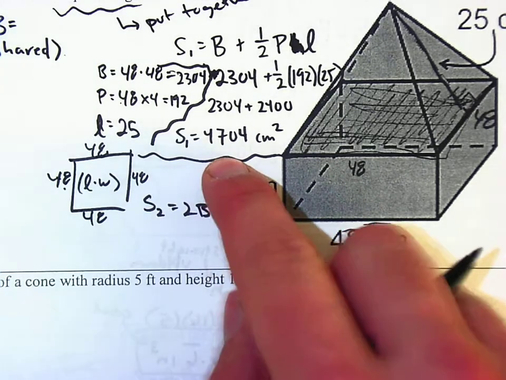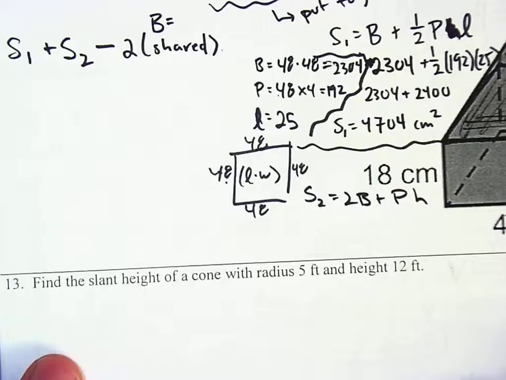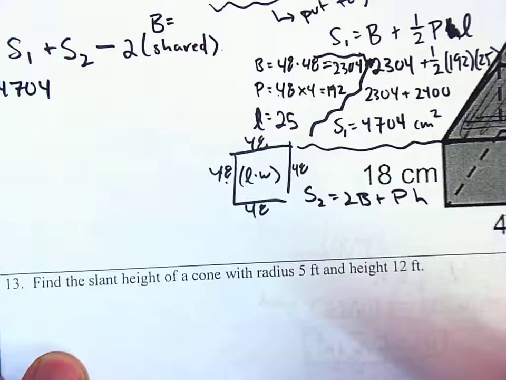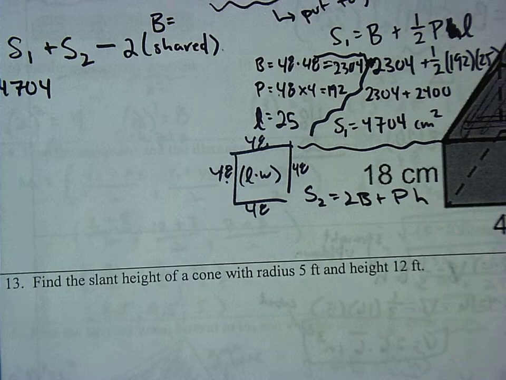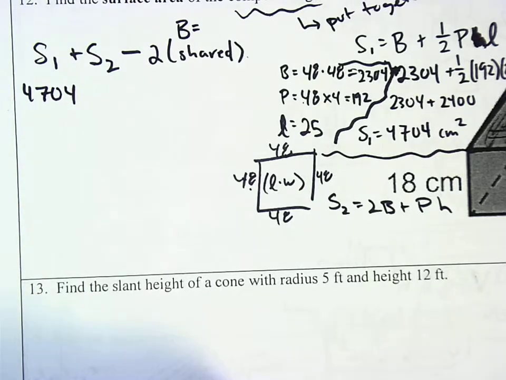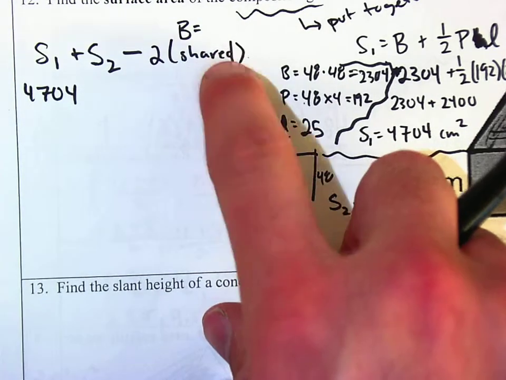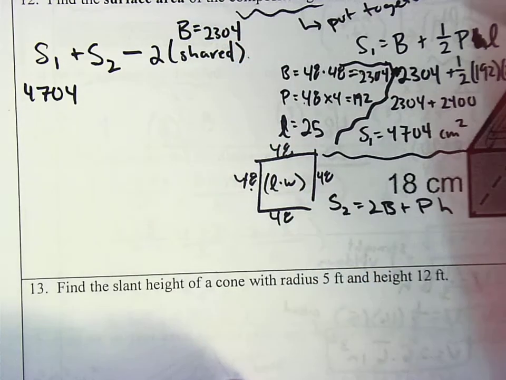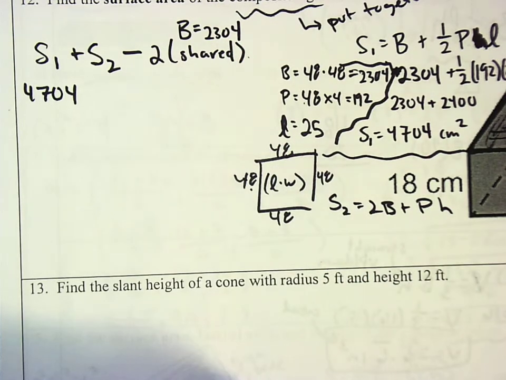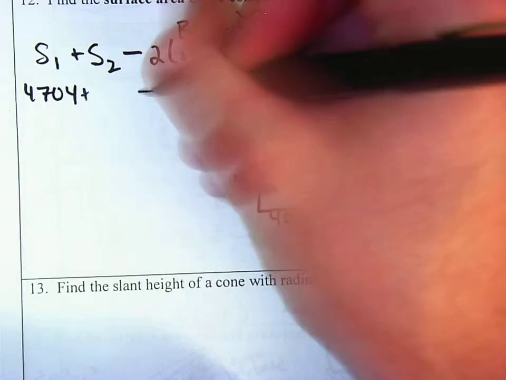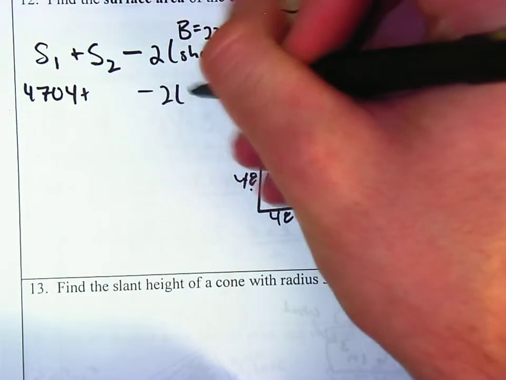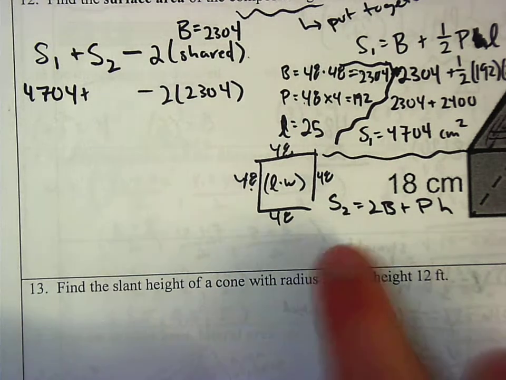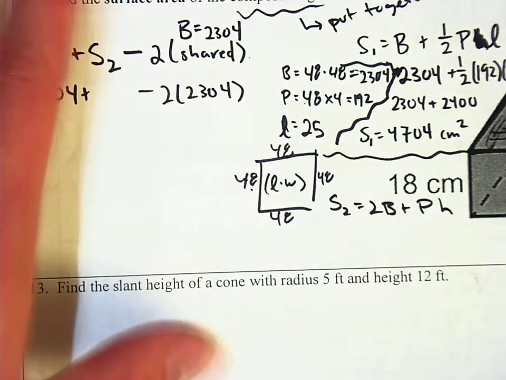So I have S1, and that's the first thing I need. If I wanted to save my place, I could go ahead and plug it in already: 4,704. And since B shared is the big B, big B is 2,304, so I can plug that in as well. Now I see that all I need is S2. Well, S2 is down here, so let's go find it.